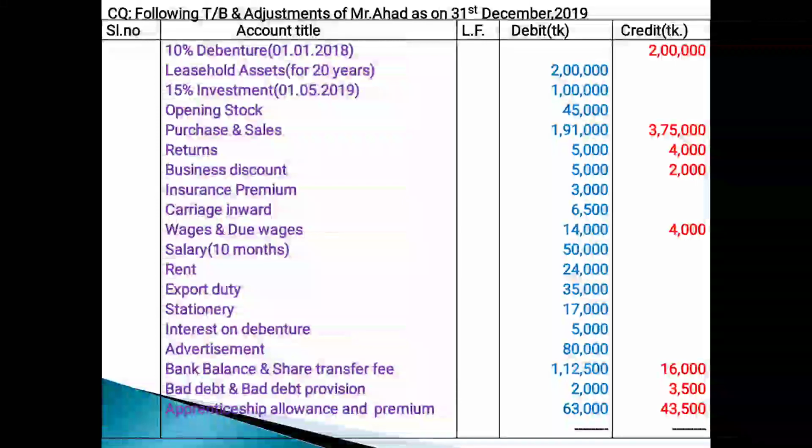Bad debt and bad debt provision. Bad debt, that is expenses. Bad debt provision, that is contra expenses. Both amounts are to be shown in operating expenses, but bad debt less bad debt provision is the figure for recording in operating expenses.